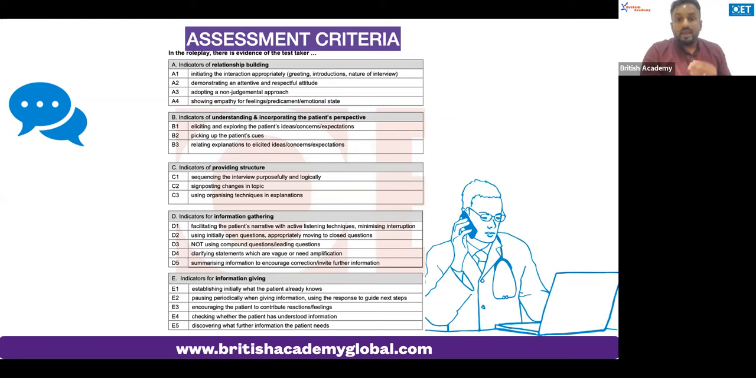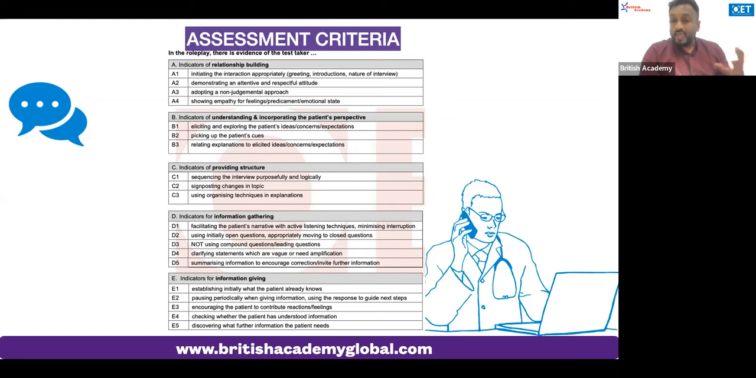They will check whether you are able to elicit and explore the patient's ideas. You will have to understand what kind of expectations the patient has from you, what kind of information he wants to know. That is understanding the patient's perspective. Third one, as I told you, providing structure, which means whether you are able to sequence your introduction, then go to the task and then conclude. Is it purposeful and logical?